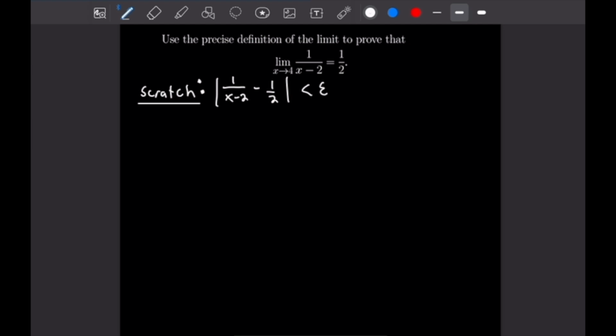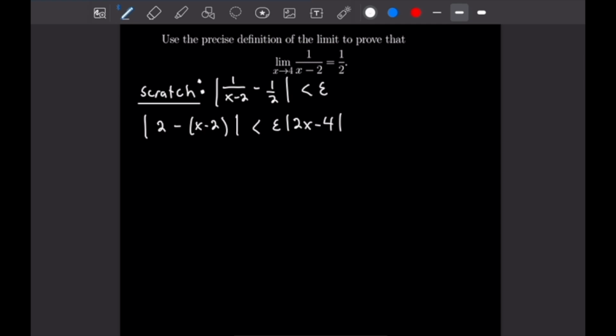I'm going to multiply by 2 times x minus 2, or just 2x minus 4 on both sides there. And so when we multiply that in on our left-hand side, we will get the absolute value of, well, that left term will just be a 2. And then we will get minus x minus 2 within our absolute value there. And then on our right-hand side, we will get epsilon times the absolute value of 2x minus 4. And I think I said we were going to multiply by 2x minus 4, but to be careful, we are going to multiply by the absolute value of 2x minus 4.